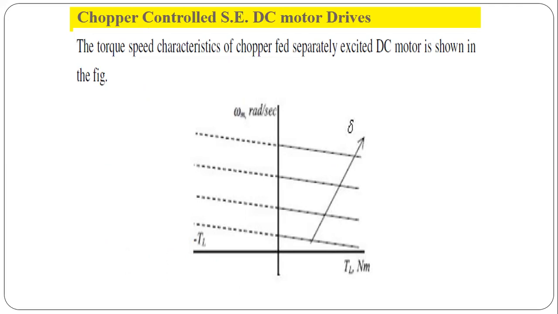In that figure you can see that we are discussing only motoring action. Here delta, that means the duty ratio, increases. This arrow shows that delta or duty cycle increases. This is the graph between speed and torque.